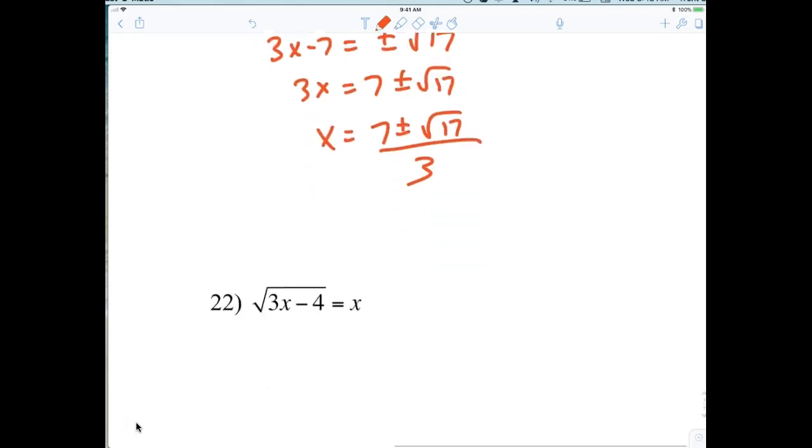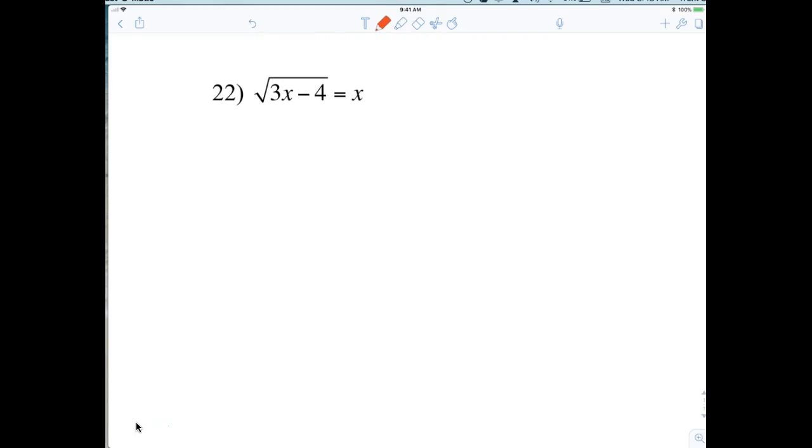All right, let's check out 22. How do I undo a square root? Square. So now I have 3x minus 4 equals x squared. That's a quadratic, so we have to set it equal to 0. So x squared minus 3x plus 4 equals 0. That kind of looks like it factors, but guess what? It does not factor. So quadratic formula would be best. Yes, sir.